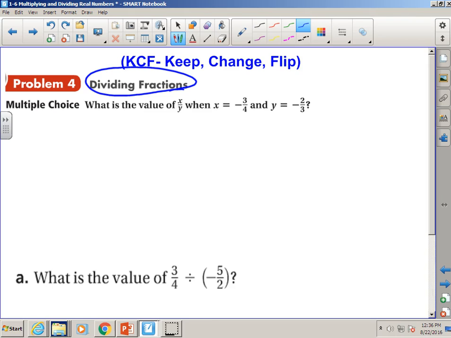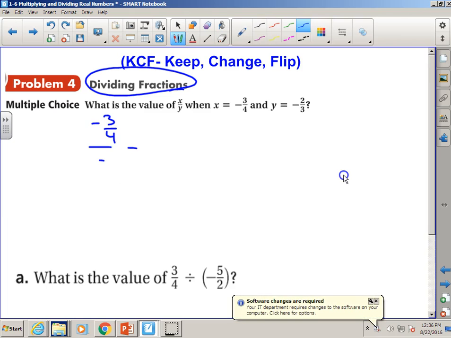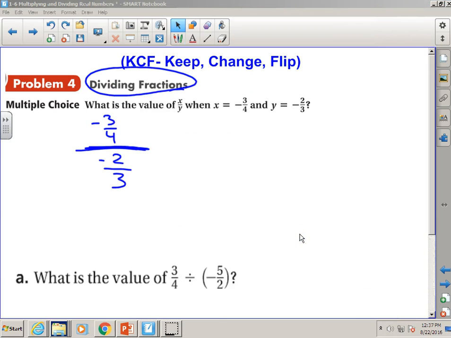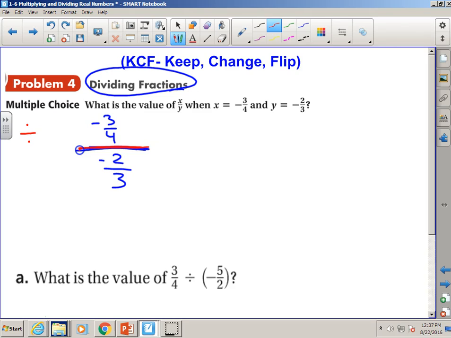So it says, what is the value of x over y? Well, if x is negative 3/4 and y is negative 2/3, this big fraction bar, once we get into the higher grades, that fraction bar means division. Okay, it means division. And you're not usually going to see this little division sign like that. Mostly that's for elementary. Now we use the division sign, the fraction bar, as a division sign.